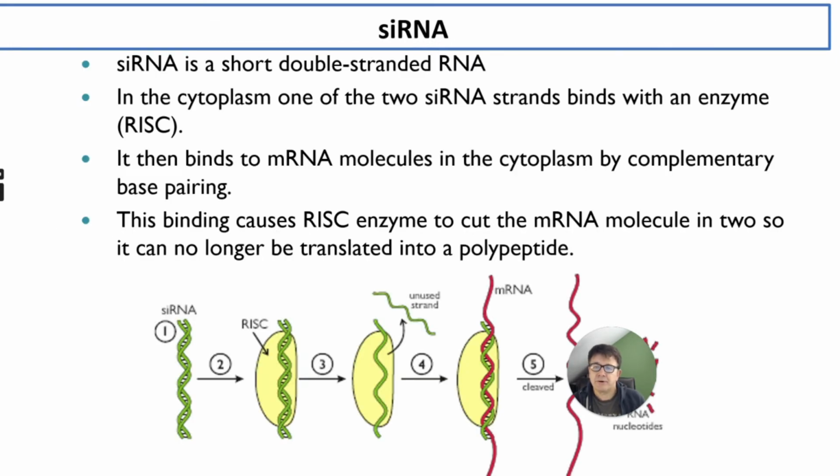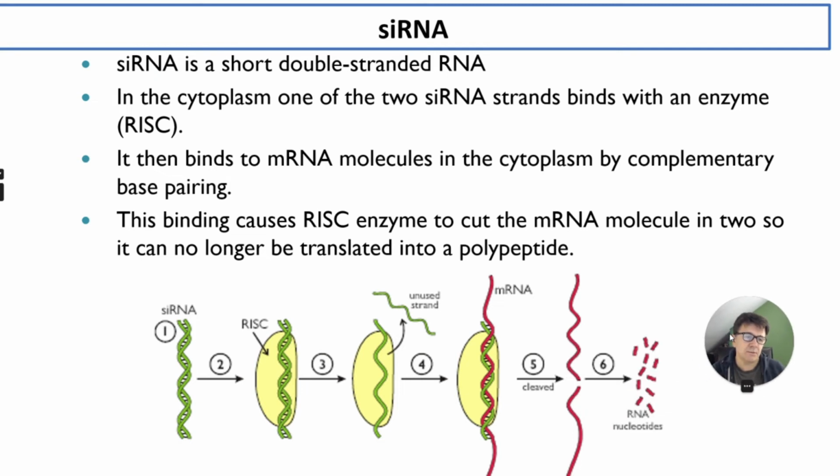So siRNA is a short double-stranded RNA, as we just said, and one of the two siRNA strands binds with an enzyme. That enzyme is called RISC. Again, if you're doing AQA, you don't need to know that, it's just an enzyme. Then it binds to mRNA molecules in the cytoplasm by complementary base pairing, and this binding causes the RISC enzyme to cut the mRNA molecule in two, and it's cutting me in two, so I will move out the way, so it can no longer be translated into a polypeptide.